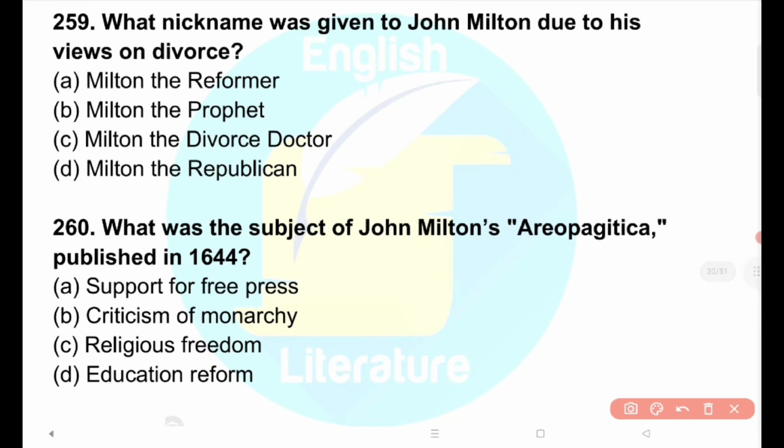What nickname was given to John Milton due to his views on divorce? Option C, Milton the divorce doctor. Milton wrote several treatises advocating the right to divorce on grounds of incompatibility. His famous work on divorce includes The Doctrine and Discipline of Divorce, 1643. Because of his radical views, critics mockingly called him Milton the divorce doctor.